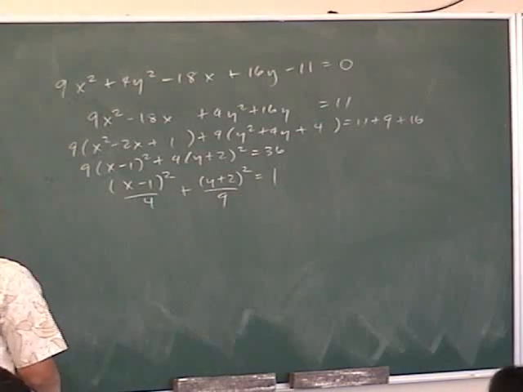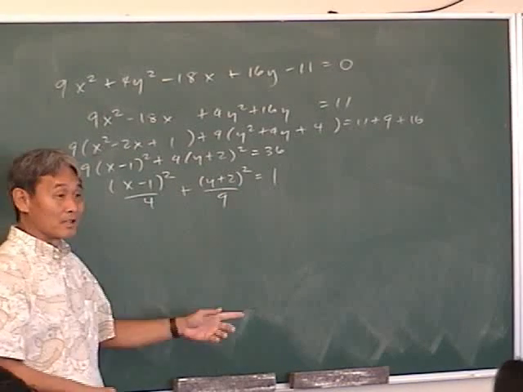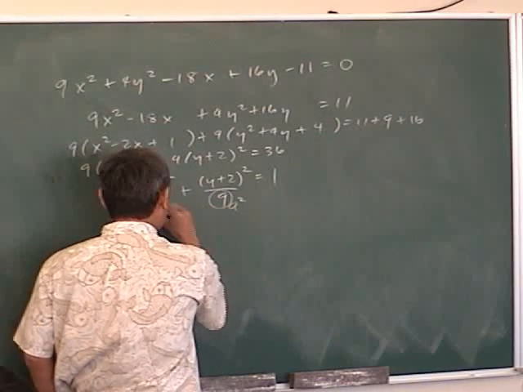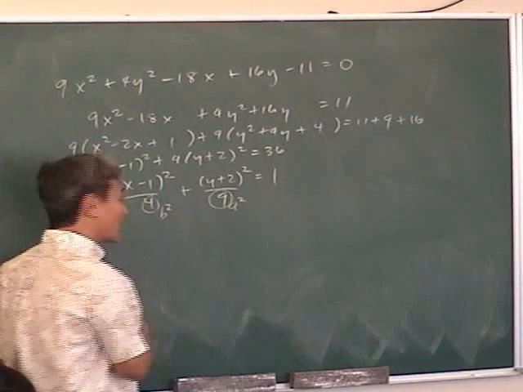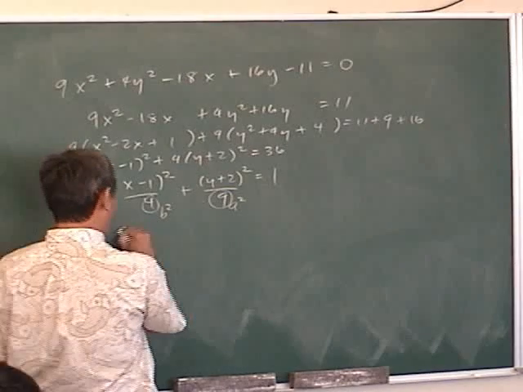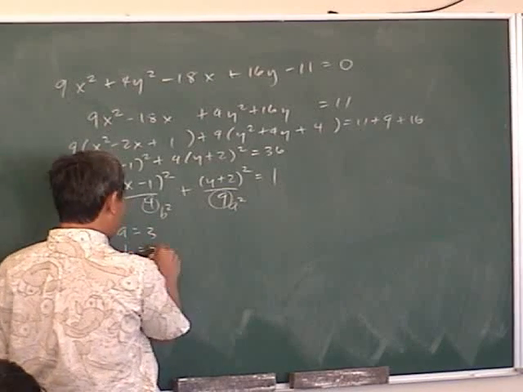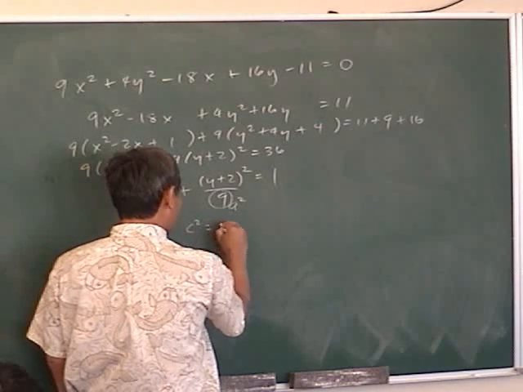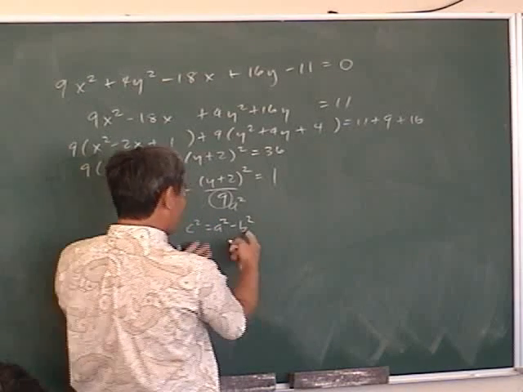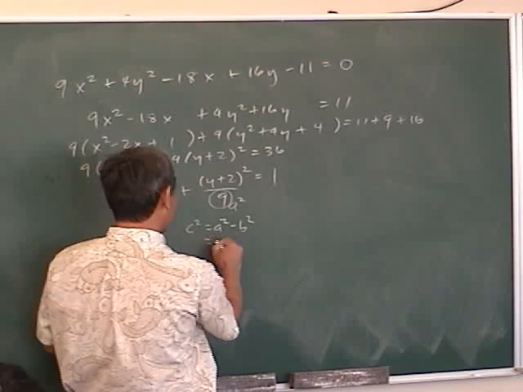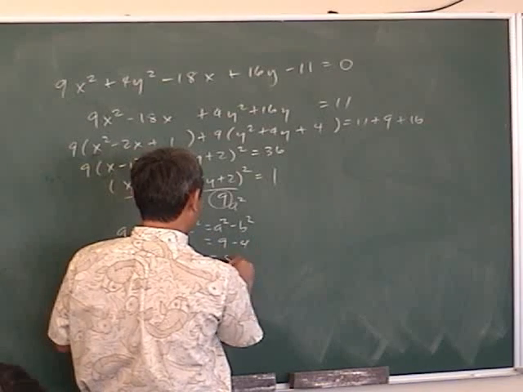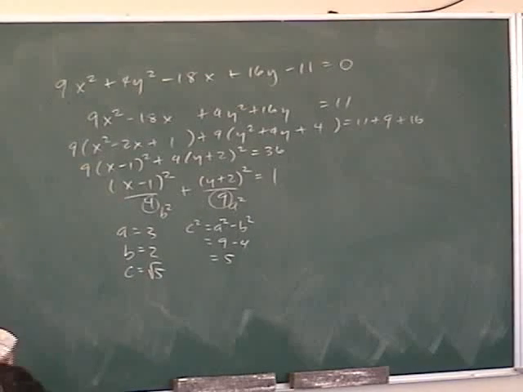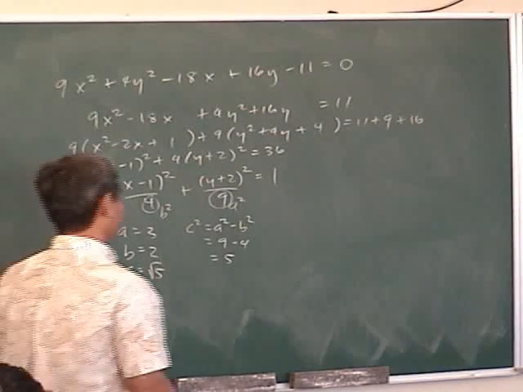Oh, the bigger number is under the y, so that means the major axis is going to be vertical. This is a squared. The bigger denominator is a squared. The smaller denominator is b squared. So a equals 3, b equals 2. How do I figure out what c is? C squared equals a squared minus b squared. This is probably the most important equation for you. So that's 9 minus 4, which is 5. So c equals root 5. I don't like it to come out to radicals, but sometimes it does.